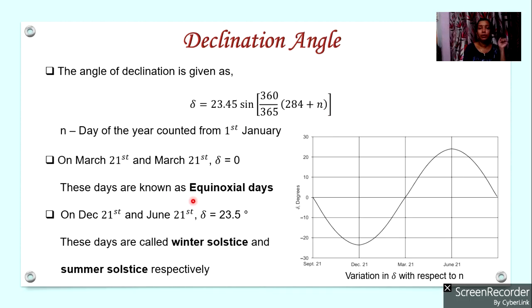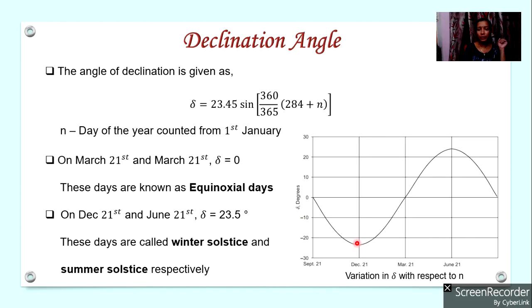So these days are known as equinoctial days. That means on these days, the length of daytime as well as the length of night will be equal. Equal day length and equal night length. Such days are known as equinoctial days.